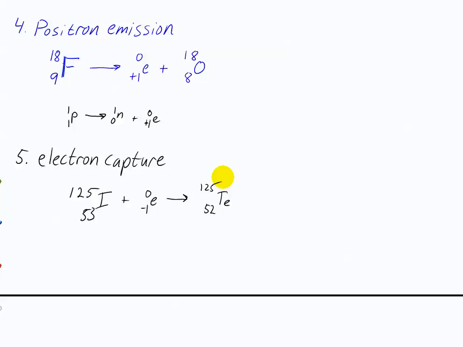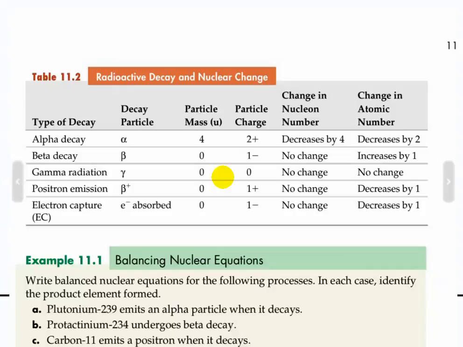There's a nice table in your book here that summarizes these. It tells you what kind of particle is decayed, what size your particle mass is, the charge of the particle, and then the change in the numbers, either the nucleon number, which is the upper number, or the atomic number, which is the lower number. So that might be a nice way to summarize those.